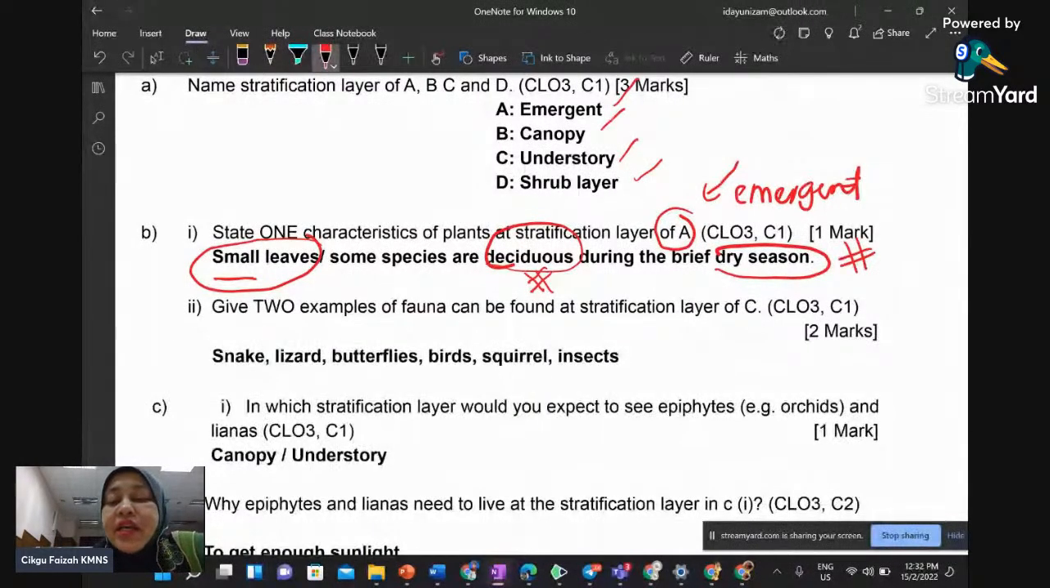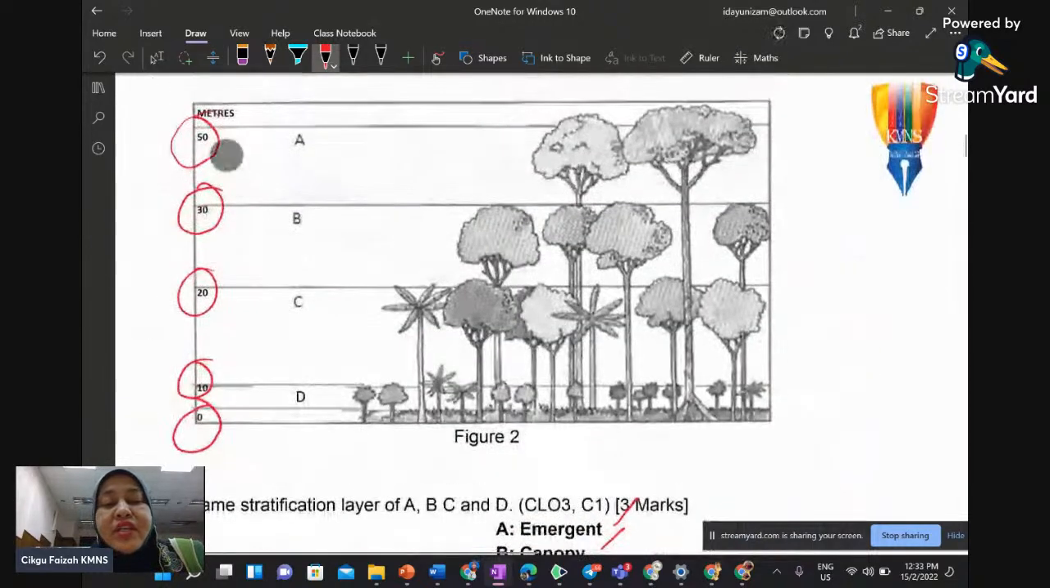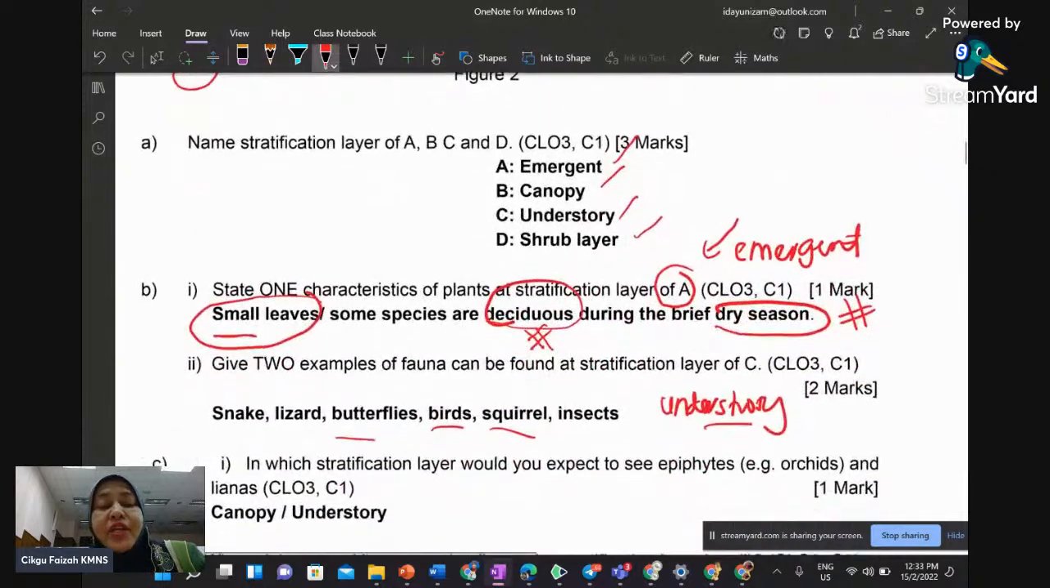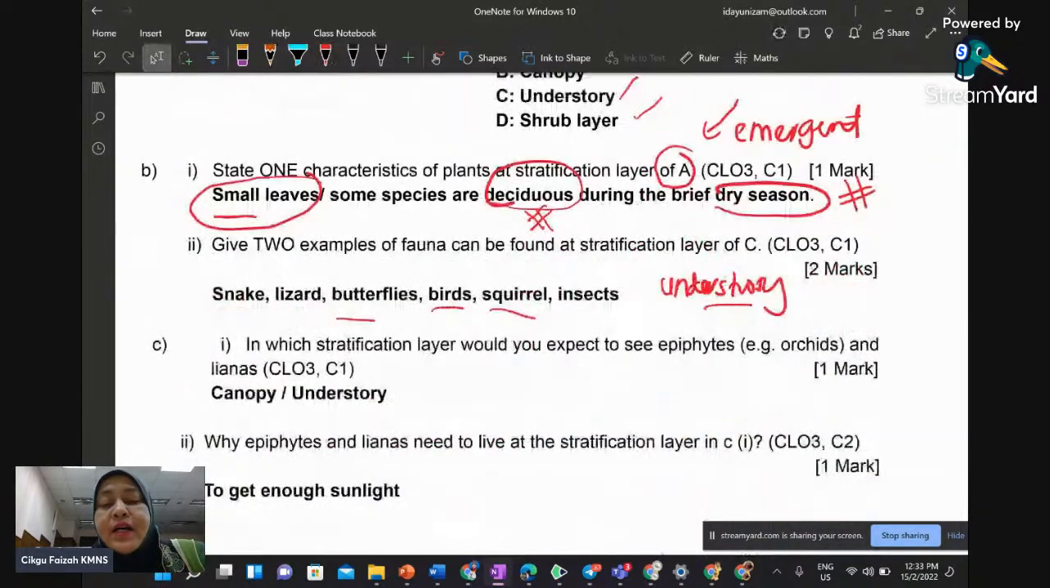Okay, which layer is C, class? C is understory. So in the understory, you can find birds, squirrels, butterflies, and snakes. So here, class, this understory area is C. It is about 20 meters in height. So here you can find all these sorts of animals.